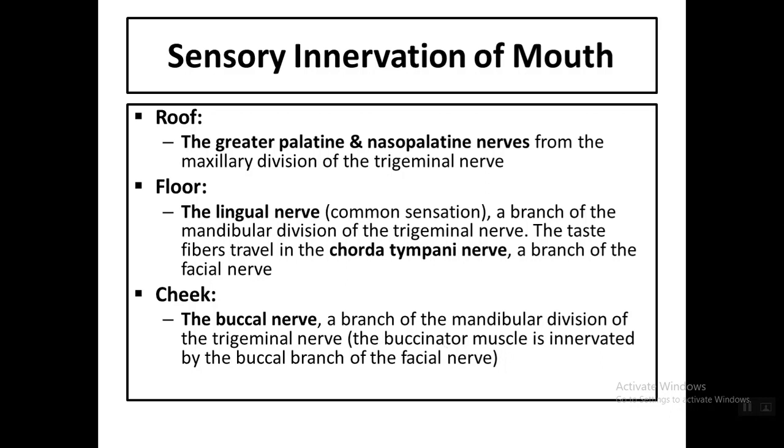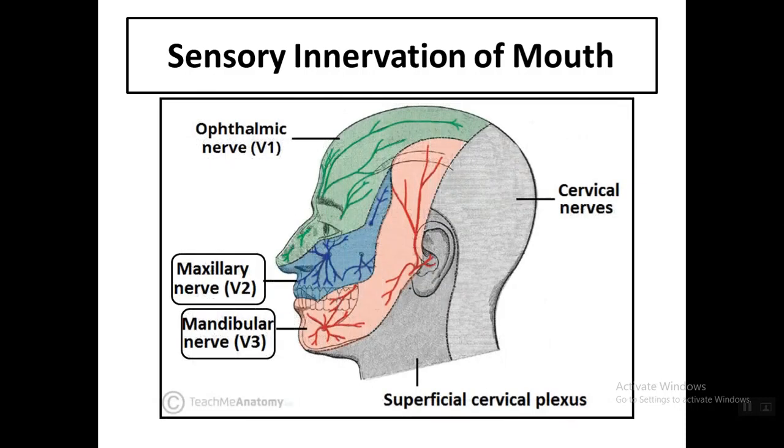As we said previously, the buccinator muscle, regarded as one of the muscles of facial expression, is innervated by the buccal branch of the facial nerve. Then, in general, the sensory innervation of the mouth is supplied by branches of the trigeminal nerve, the maxillary and the mandibular. This picture shows that the roof of the oral cavity is supplied by branches of the maxillary nerve: the incisive, nasopalatine and greater palatine nerves.